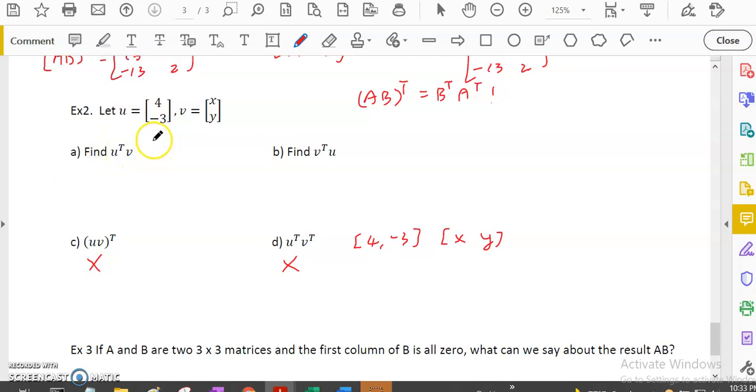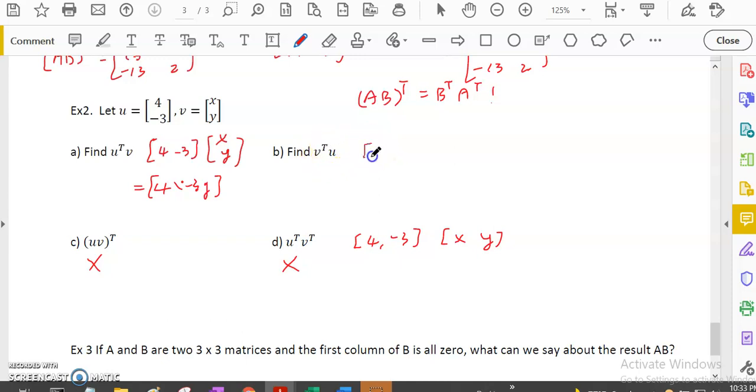U transpose, so let's do U transpose. If I transpose it, it'll become 4, negative 3. And I can multiply X, Y. Why? Because I have 2 columns and 2 rows. And then the answer would just be one number. Why? Because if I have some row, 1 column, that's just one number. 4x minus 3y is a vector with 1 entry. 1 row, 1 column.